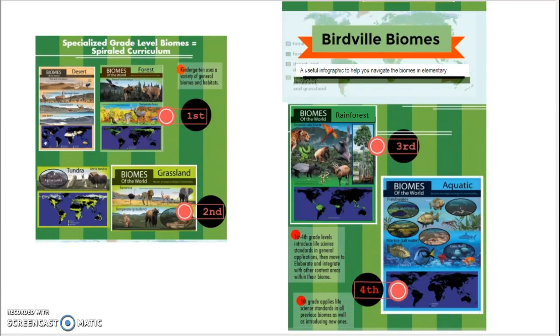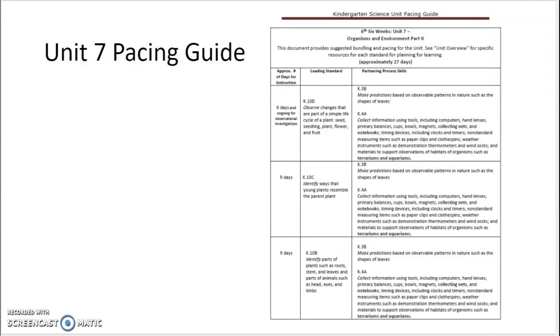Just a reminder of the biome view that we have. We talked about this last 6 weeks. In kindergarten, you're going to use whatever environments, habitats, biomes that come up in the curriculum resources or that you have on your campus. And this gives you a view of what your students will be encountering regarding life science biomes in the coming years. Okay, so let's take a look at the pacing guide for Unit 7.